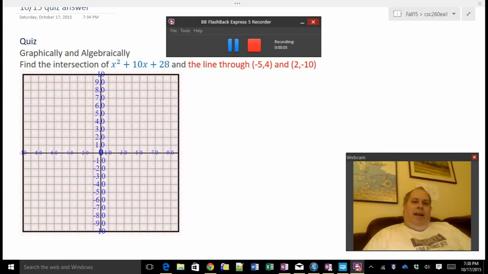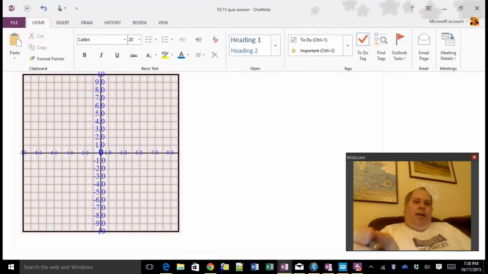Today's online feature is how to do a quadratic line intersection. Now, I'm going to do the intersection of x squared plus 10x plus 28 and the line through (-5, 4) and (2, -10). I've color coded this so that you can watch the colors as I use them.